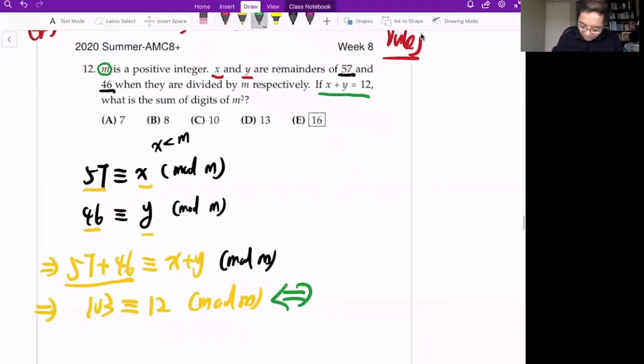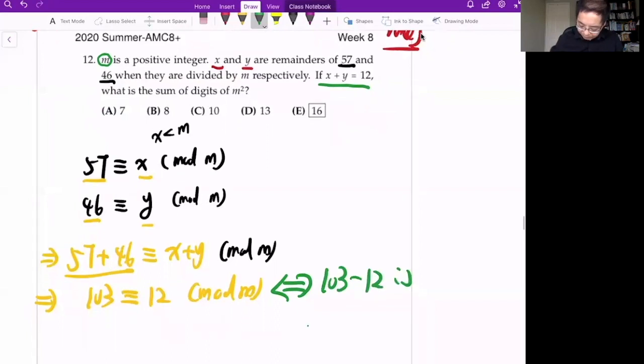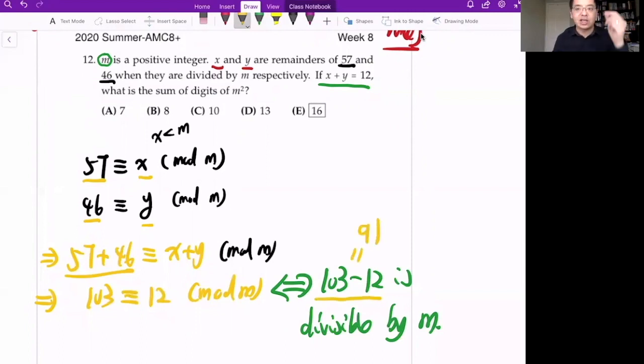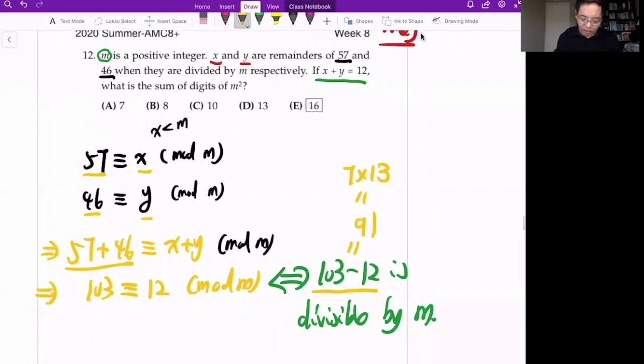So this implies 103 minus 12 is divisible by n. Now, what is 103 minus 12? This is 91. So n has to be a factor of 91. So we need to factorize 91. 91 is 7 times 13. Also n cannot be 1, because otherwise we are going to get x plus y is 12.